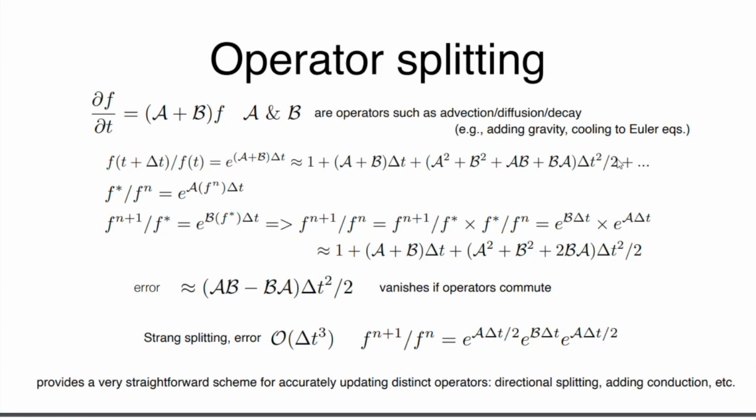So for example, you have two operators A and B, and this is an equation that you want to solve: ∂f/∂t = (A + B)f. A and B can be nonlinear operators, so they can depend on f. If you solve it, and A and B are matrices in general, f(t + Δt) is given by e to the power (A + B)Δt applied to f(t). These are matrices. And if you do a Taylor series expansion, you have these terms.